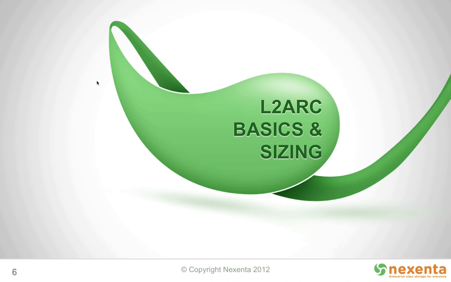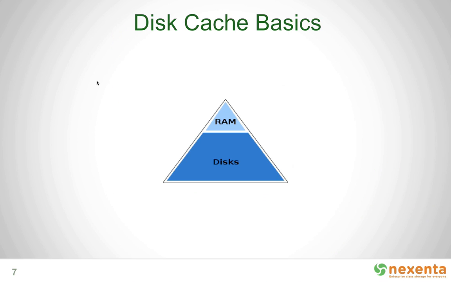Now we're going to move into the L2ARC basics and some sizing. Traditionally, you had disk and RAM. That's all that your options were in a traditional server. Shortly, we started to see SSDs, and this is a more recent move. Those SSDs allowed us to have a lot better performance than the traditional disk.